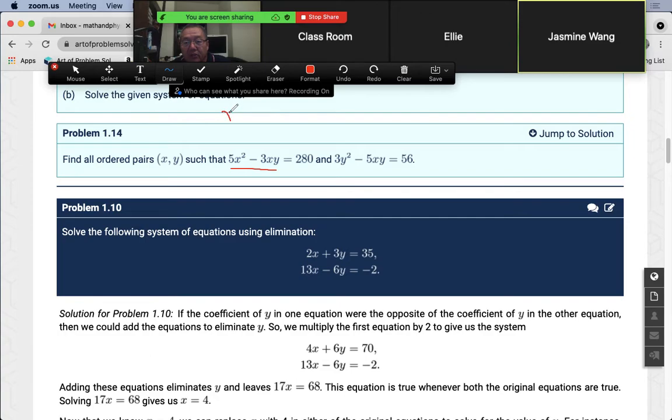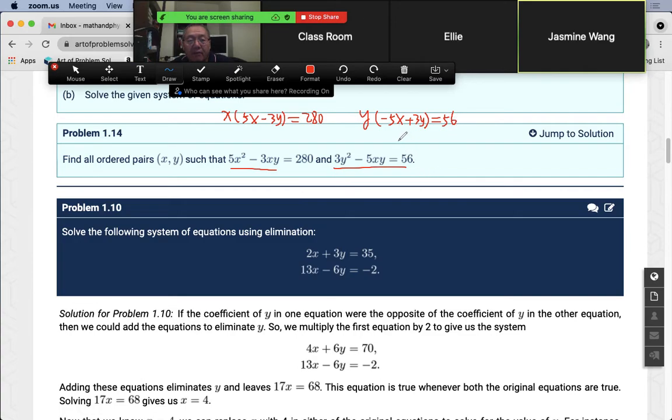because these two terms have a common factor x, we can take x out. Because this one is 5x minus 3y. Then this gives us 280, right? In this first equation, on the left side we take the common factor x out. For this equation, we can take the y out. Then you can see we get negative 5x plus 3y, right? That equals 56, right?